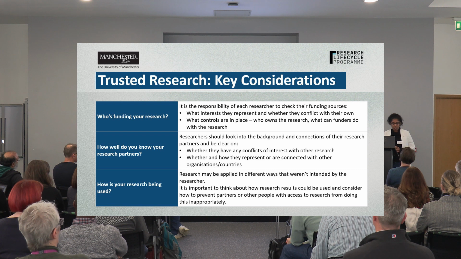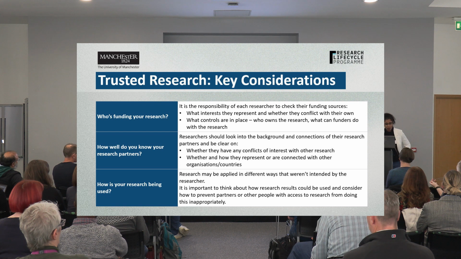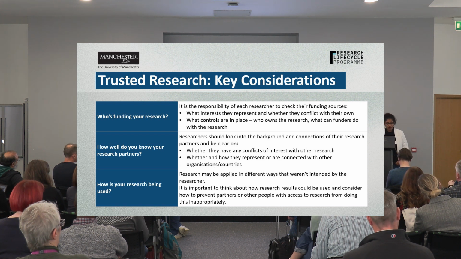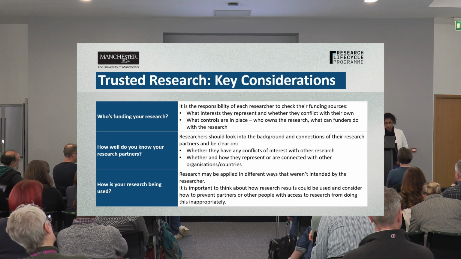How is your research being used? Will it be used in an appropriate way? There are some ethical issues that need to be thought about. So it is important to think about how research results could be used and consider how to prevent partners and other people who access the research from using it inappropriately.